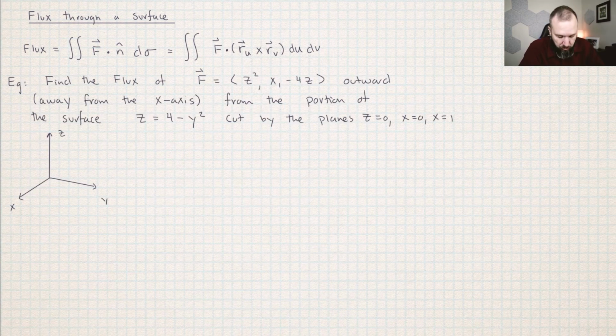This was fun. Here's another flux problem. So pause the video and write down the problem. Okay, I'm going to assume that you paused the video and wrote down the problem. All right, so first let's try to decipher what this surface even looks like.